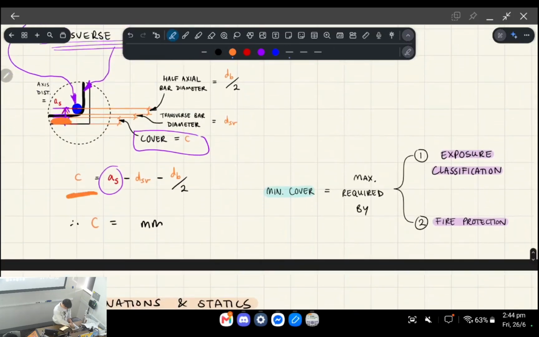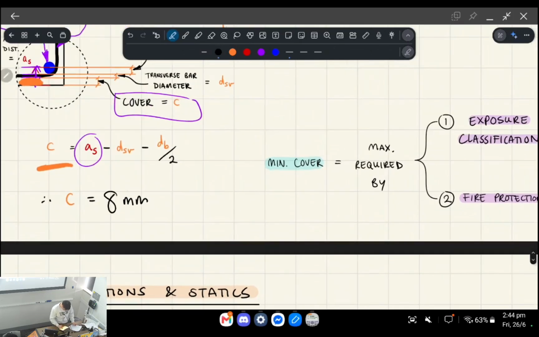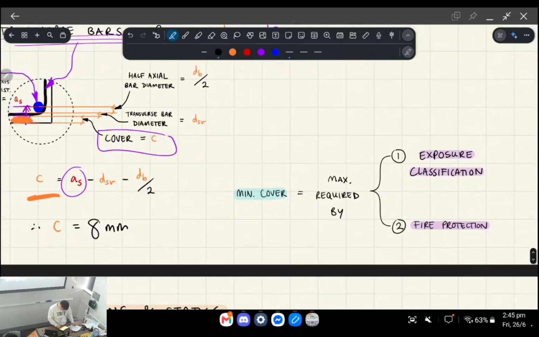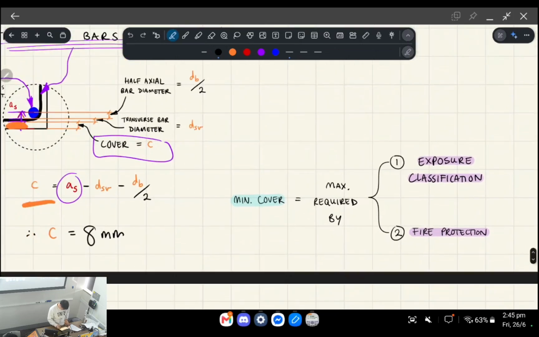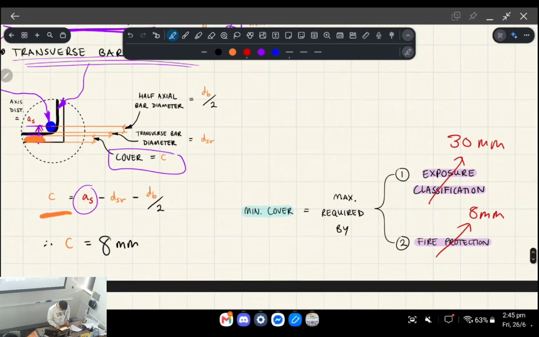And the cover, I believe, is 8 mil, but let me just double check. 8 mil. Okay, so the minimum cover is the max required, which might not make sense immediately. The max required by exposure classification and fire protection, right? So we found in the very first part, exposure gave us that the minimum cover was 30, and for fire protection, the minimum cover was only 8 mil. So the max between the two is 30, which is now the minimum cover.